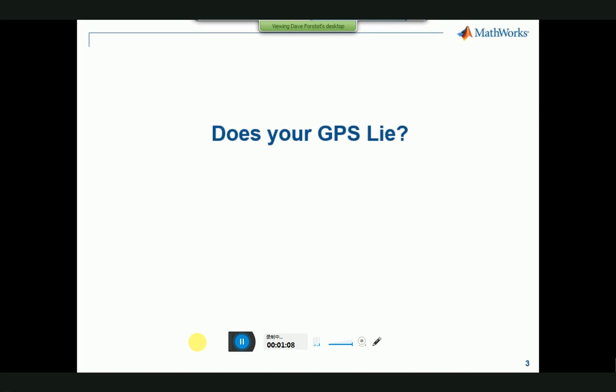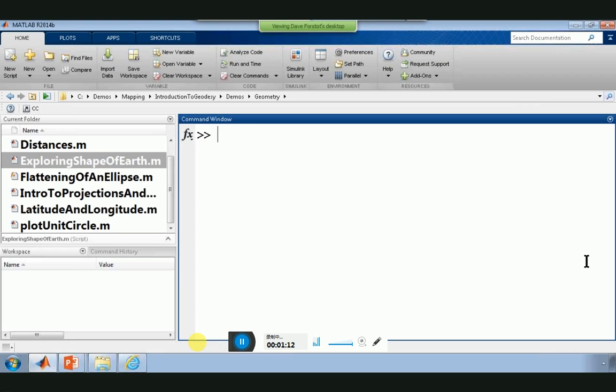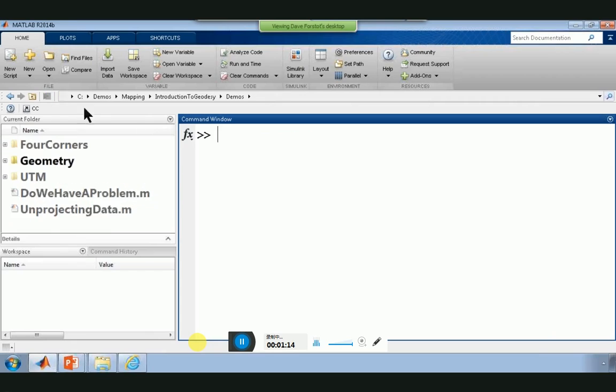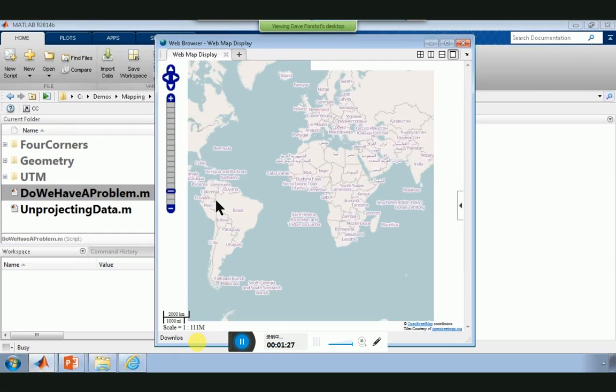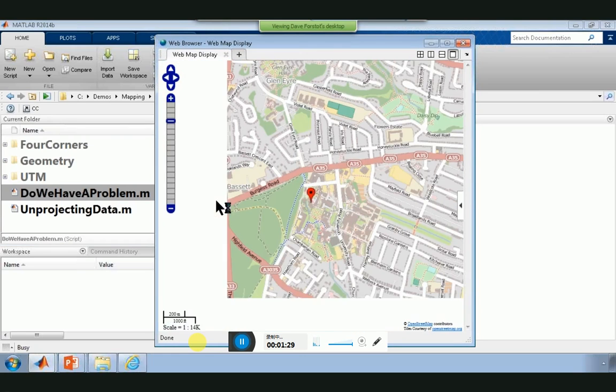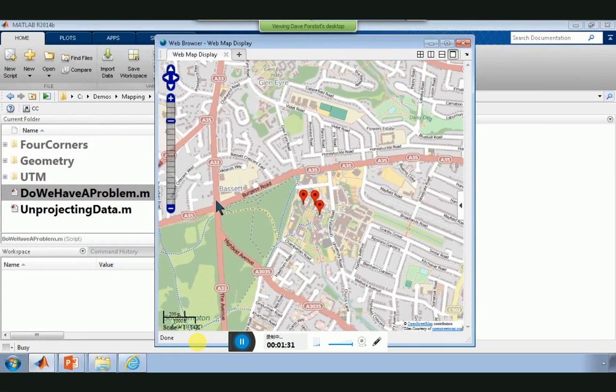Does your GPS lie? Let me explain why I asked that question. Today's session is really about understanding the conventions for defining position. And here I'm using MATLAB to explore some of these ideas. Right now I just want to run, do we have a problem? We're opening up a map that has 3 markers.